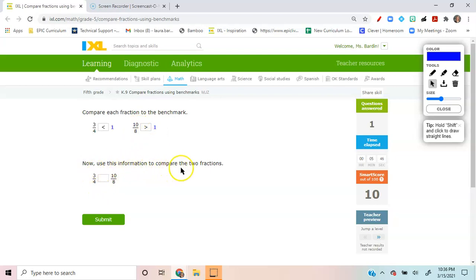I can use that information to compare these two fractions. Would 3/4 be what to 10/8? Do you think it's going to be less than, or do you think it's going to be greater than? I'm with you. I think it is going to be less than. Nice job. You didn't even have to use the cross method.